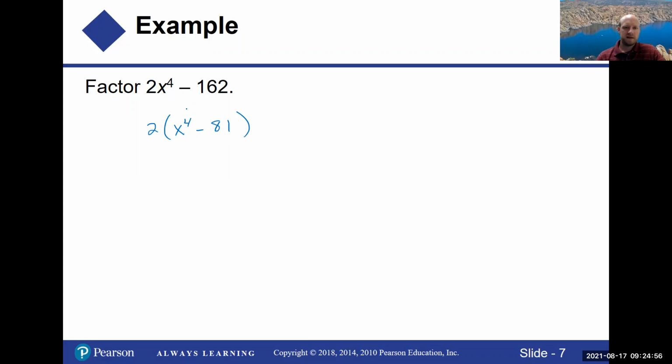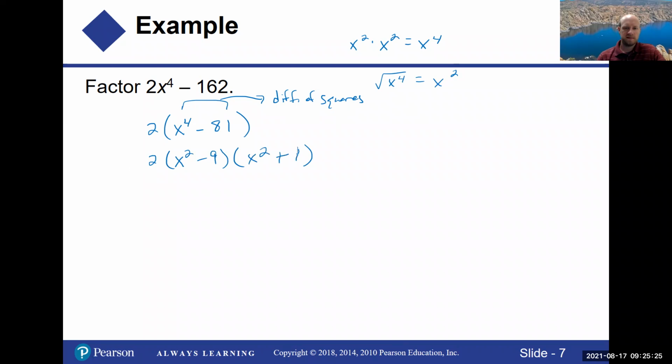We have another difference of squares because 81 is a perfect square, and so is x^4. I can take x^2 times x^2 to get x^4, or the square root of x^4 is x^2. Doing that, we would have x^2 minus 9 and x^2 plus 9. And notice that x^2 minus 9 is also a difference of squares. So that one breaks up into x minus 3 and x plus 3.